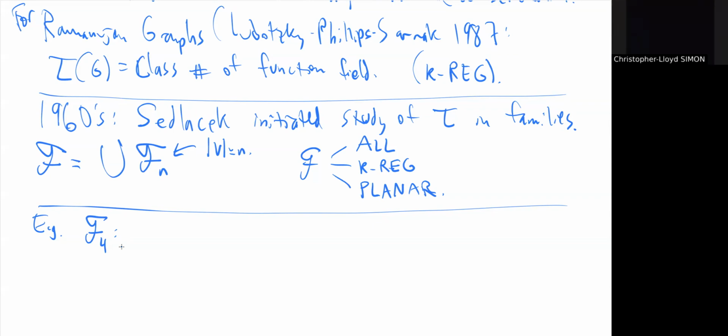Yes, I'm just curious about what you said: in Lubotsky-Phillips-Sarnak, they identified tau of G to be the class number of a function field. I was wondering which function field. I'm sorry.